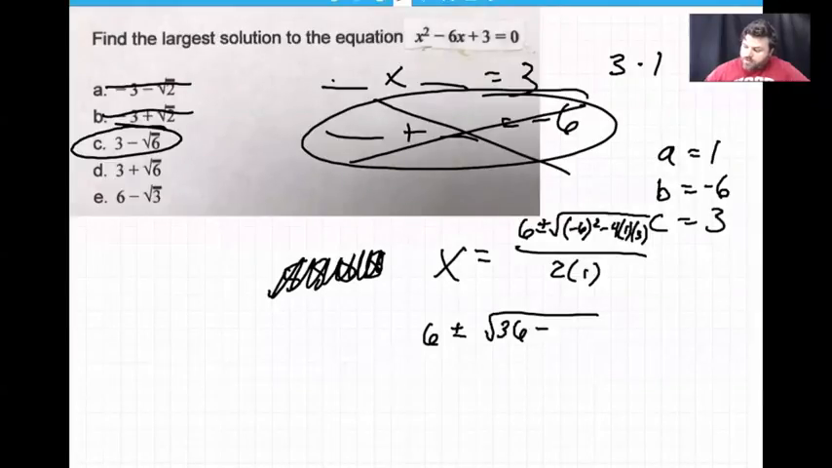4 times 1 times 3 is 12, divided by 2. Now remember, this would have been easy to do on your graphing calculator. You could have just typed this in. It would give you that decimal. You go back and figure out which ones match with the decimal. But this way we'll actually get our answer with the square root in it.